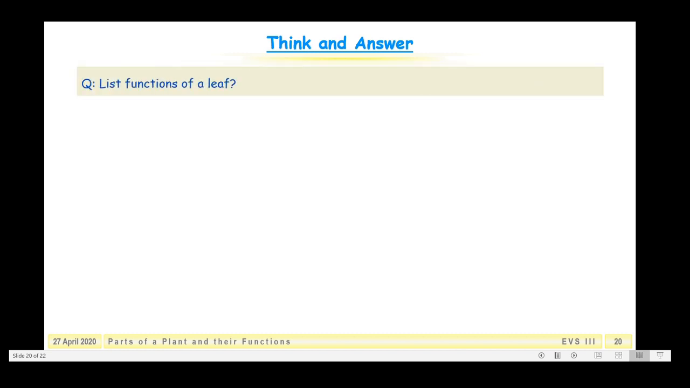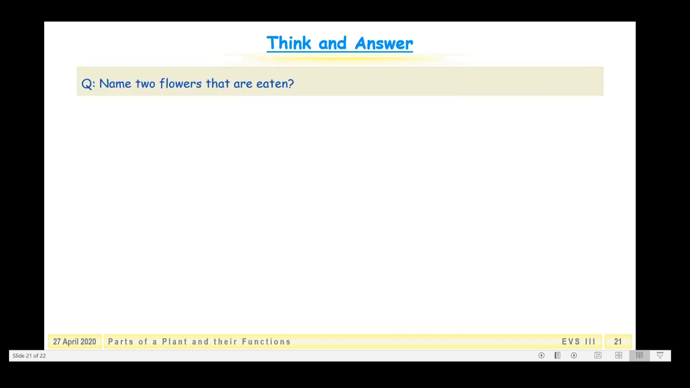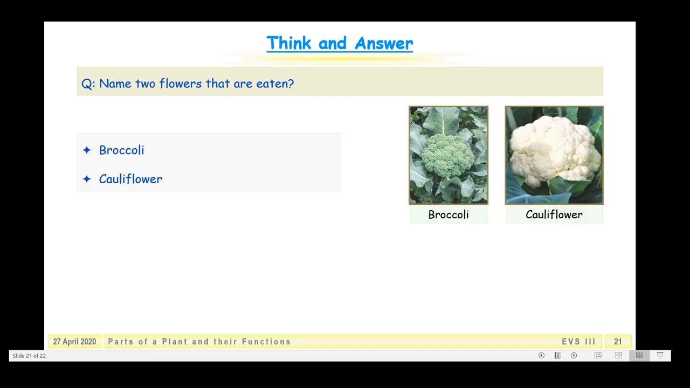Then we have functions of a leaf. We know that chlorophyll helps to absorb sunlight, they prepare the food and the process is called photosynthesis. Stomata that are present on the underside help the plant to breathe, and some leaves store food like spinach and mint. And the last question is name two flowers that are eaten. Yes. So we eat broccoli and cauliflower.